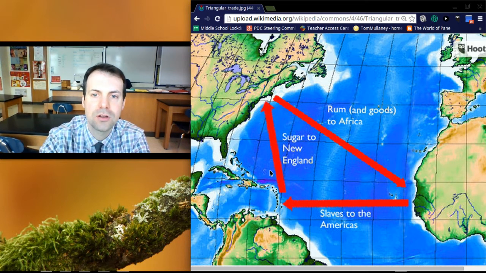So sugar goes to New England. This vertex here is more of the Caribbean as opposed to just the Americas. So you have two American vertexes, New England and the Caribbean. Slaves go to the Americas or the Caribbean from Africa. Sugar from the Caribbean, farmed and produced by slave labor, goes to New England. And then the rum and goods also go to Africa from New England, right?